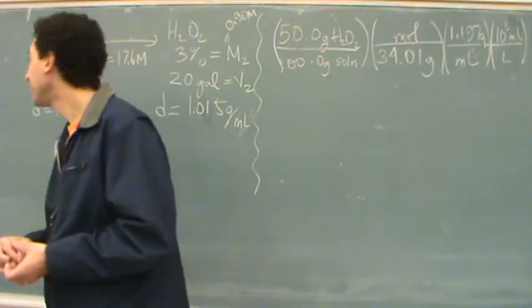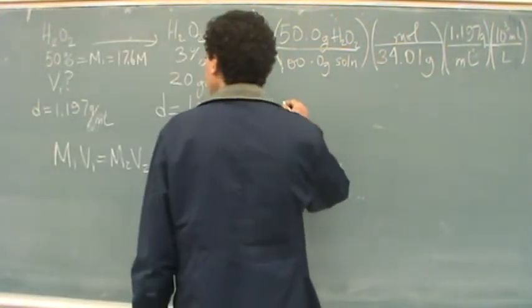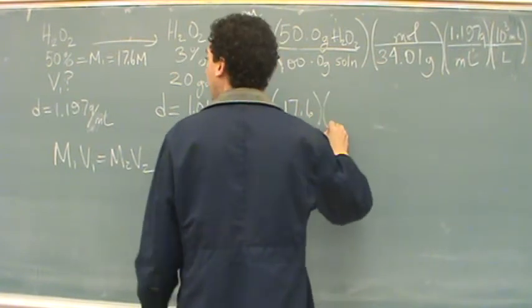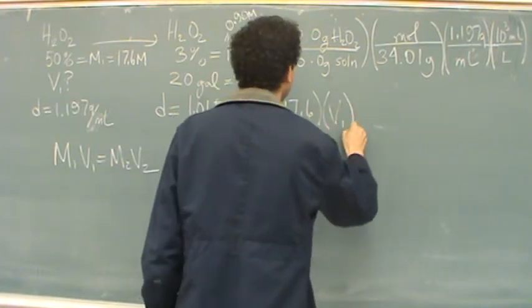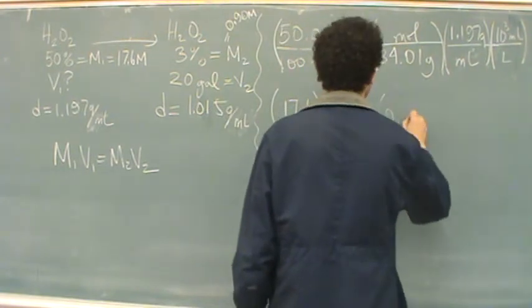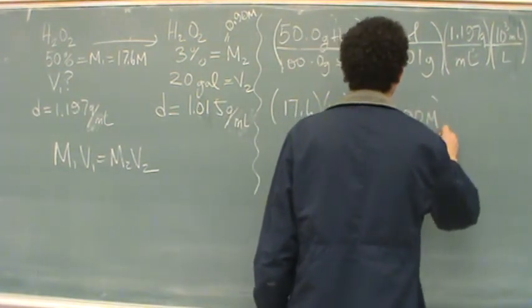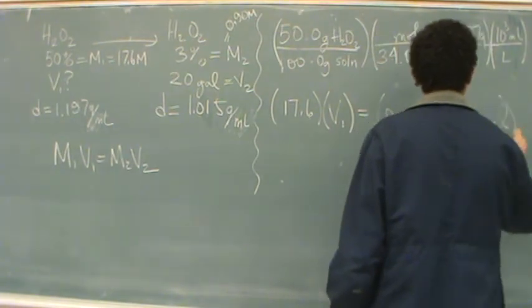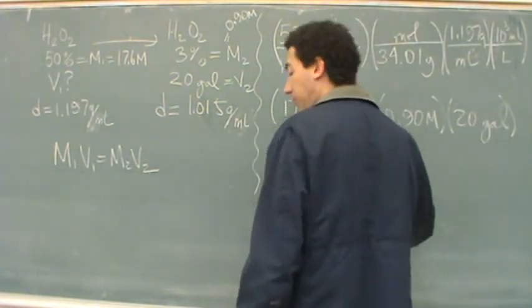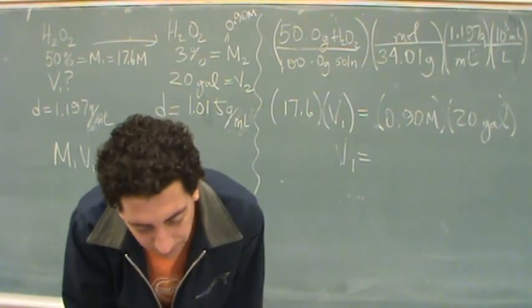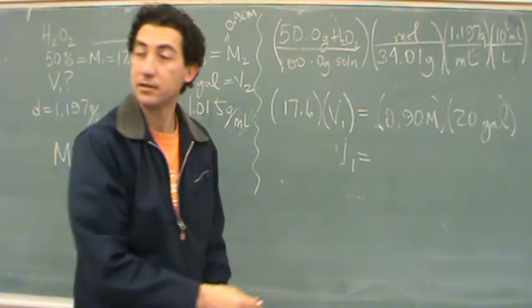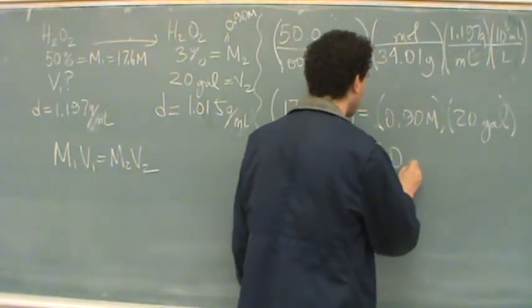Is that okay? Yeah. Okay, so you'd set up the equation, M1, 17.6, V1, well, that's what we're solving for, M2, 0.90, V2, 20 gallons. Now when you solve for V1, I get 1 gallon. So V1 you should get 1 gallon.